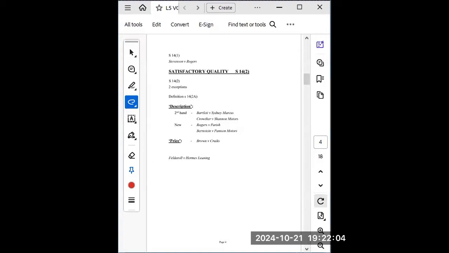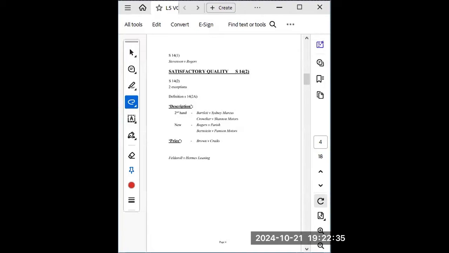The cloth was satisfactory. Of course, description and price are not separate tests anyway, and a very good case to illustrate this is Felderall Foundry against Hermes Leasing. The MD of a foundry company loved sports cars. The company bought him a second-hand Lamborghini. The cost was £65,000. The car was defective.